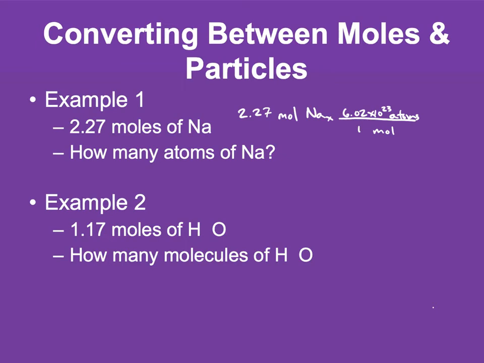So if we take the 2.27 times 6.02 times 10 to the 23rd, we have to go back to significant figures. Don't forget, we've got 3 right here, and this number right here has 3. This bottom number is an exact number, exactly 1 mole, so we don't include that. But there's 3 here and 3 here, which means my answer needs 3 of them. This is going to be 1.37 times 10 to the 24th atoms of sodium.